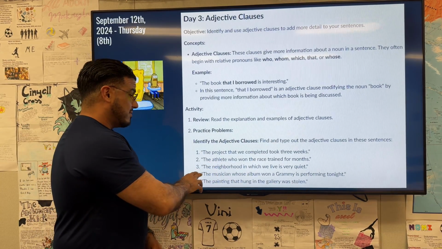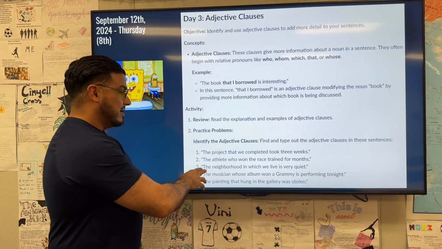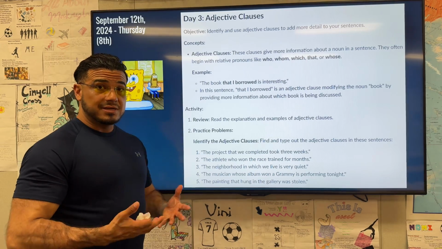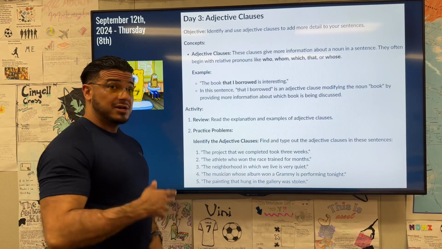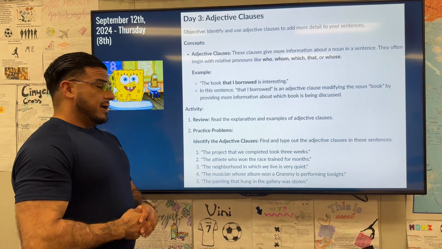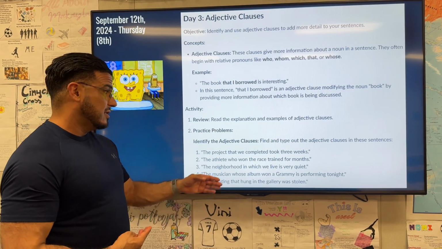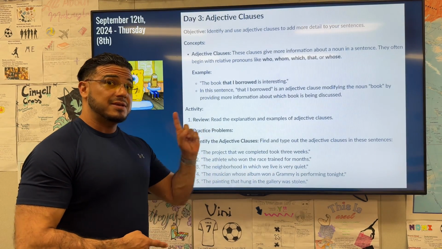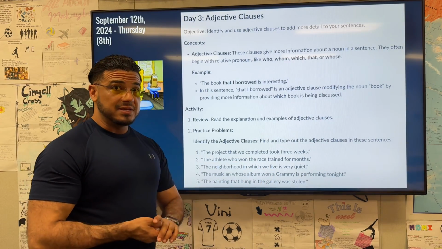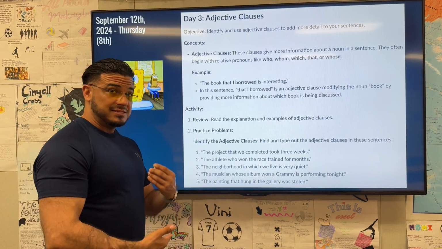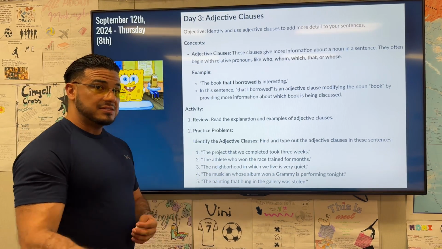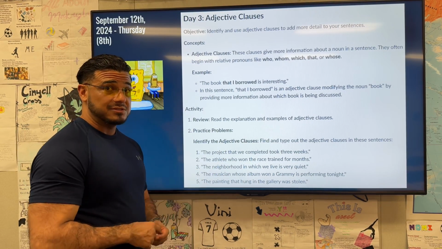All right, moving on to number 3, or what they've done, excuse me. The neighborhood in which we live is very quiet. What's our subject? We're talking about the neighborhood, and I'm trying to let you know that it is very quiet. It's always good to live in a nice, quiet neighborhood. However, I've chosen to include which we live. Oh, no. It actually starts with the preposition. So the neighborhood in which we live would be the complete adjective clause. In this case, as with the other examples, it's referring back to our subject. Not always the case, but in these examples, they will be referring to our subject.